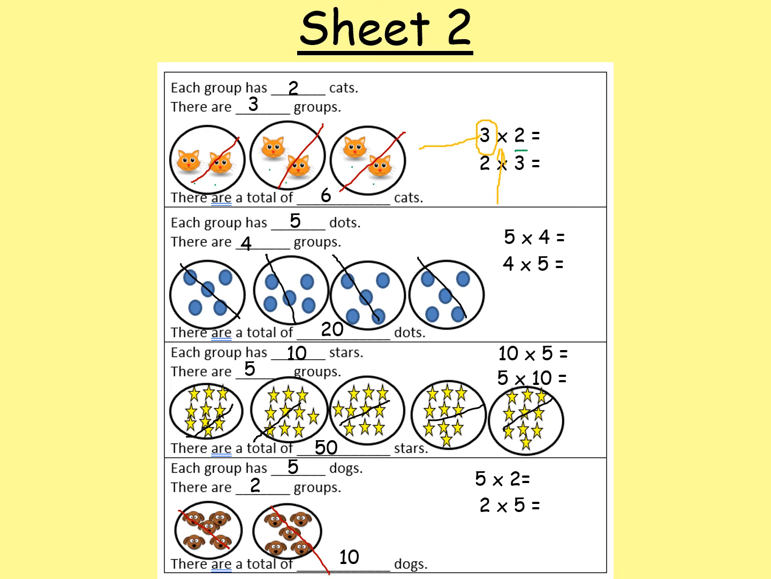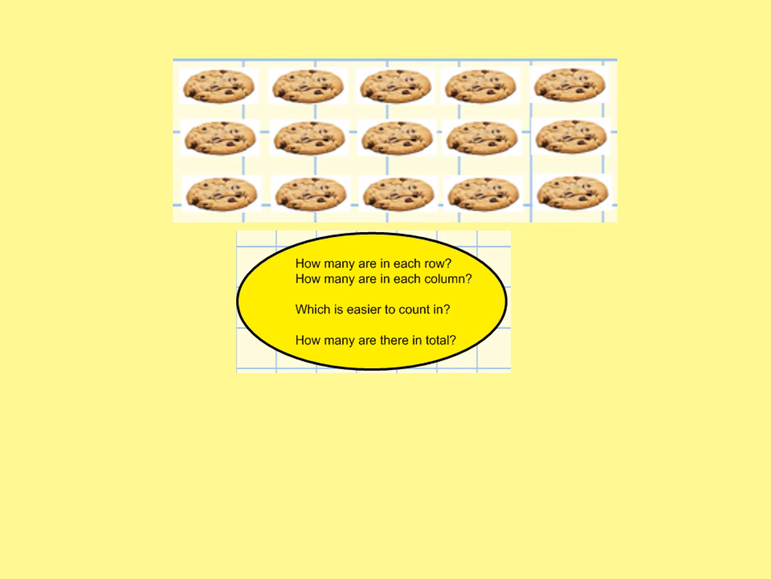There are 10 dogs altogether. Right, children, so I've got another picture here. Now, when we see a picture like this, and the objects are laid out in rows, we call it an array. This is a picture of an array. Okay, arrays. Now, I can't remember what happens next in the slide, so let's find out.